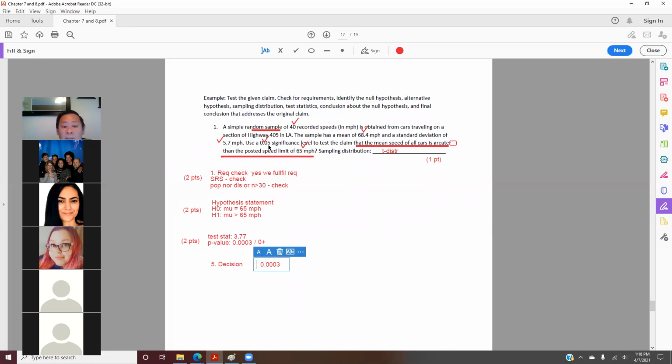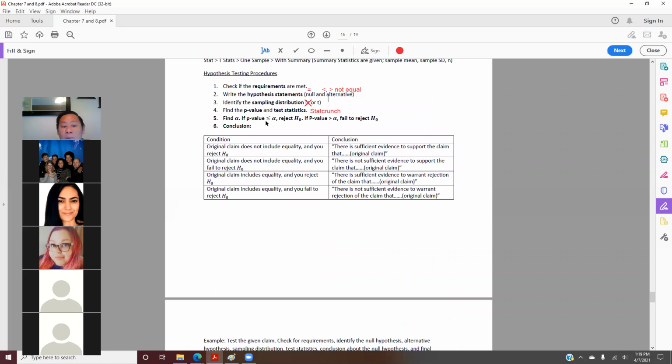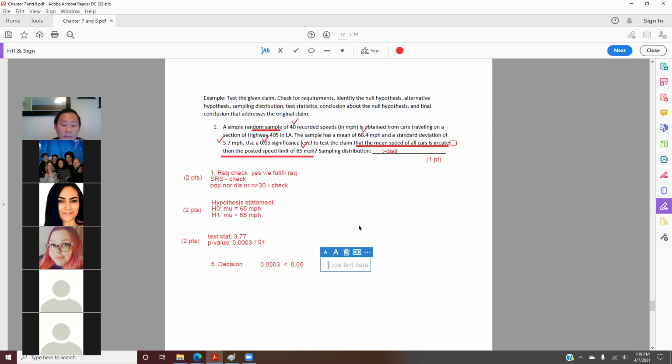Which is the significance level? It's 0.05. So is this 0.003 less than or greater than 0.05? It's less than. Since your p-value is less than or equal to alpha, you will have to reject your null hypothesis. So you will reject H0. This is your decision, and this decision will cost you 1 point.